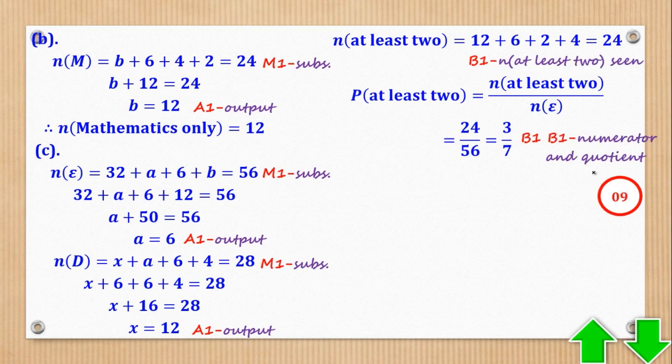So that's how the 9 marks would come about. So this B1 is only for seeing this 24, and this one is for seeing the whole fraction. So that means that it is okay to leave it like this or to reduce.